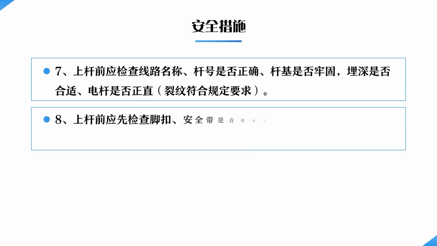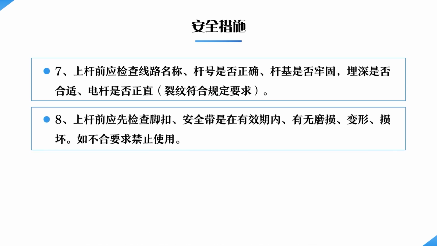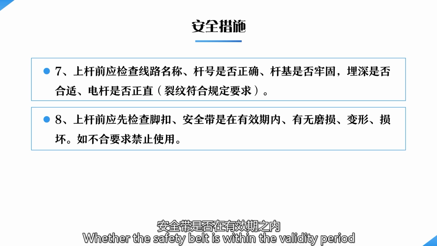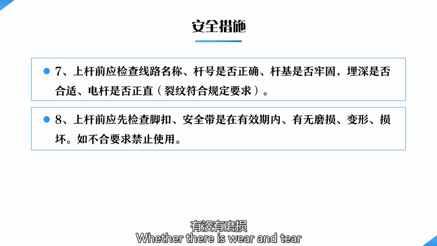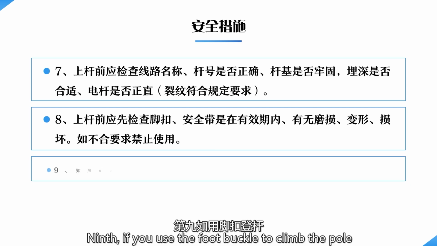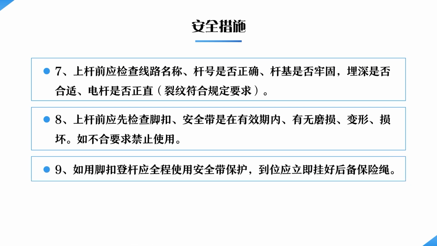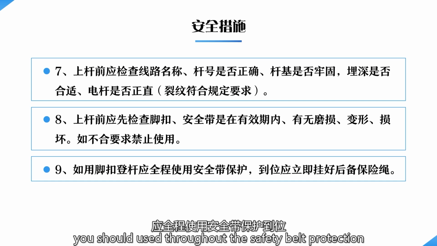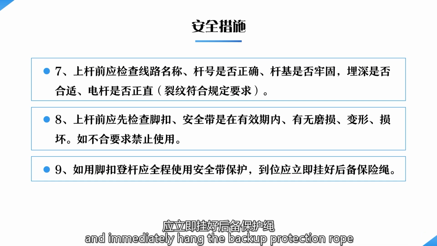Before the eighth pole, we should first check the foot buckle, whether the safety belt is within the validity period, whether there is wear and tear, and deformation damage. If it does not meet the requirements, it is strictly prohibited to use. Ninth, if you use the foot buckle to climb the pole, you should use the safety belt protection throughout, in place, and immediately hang the backup protection rope.